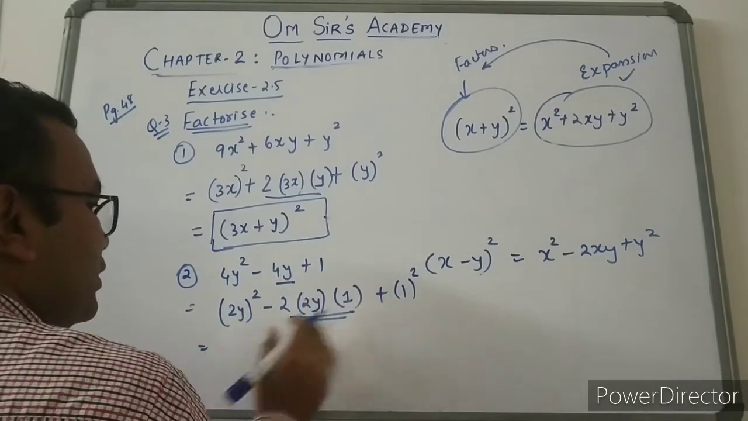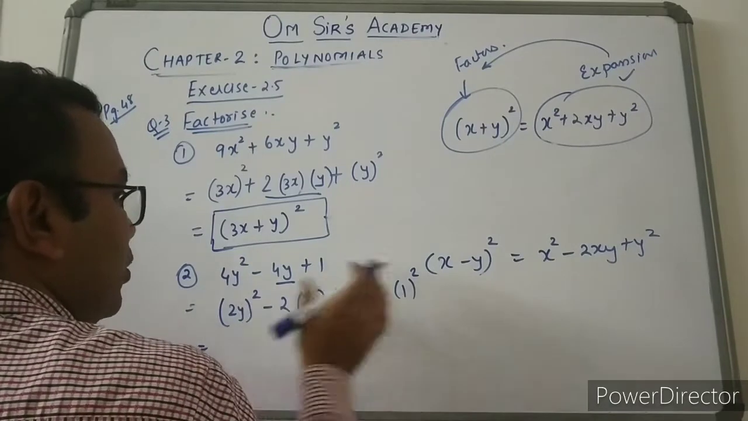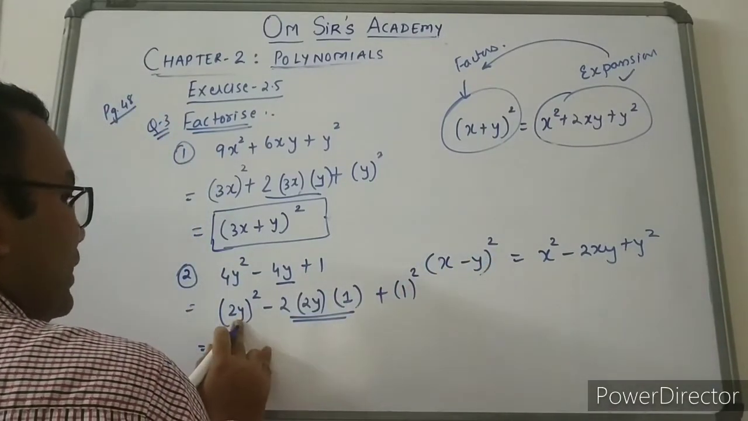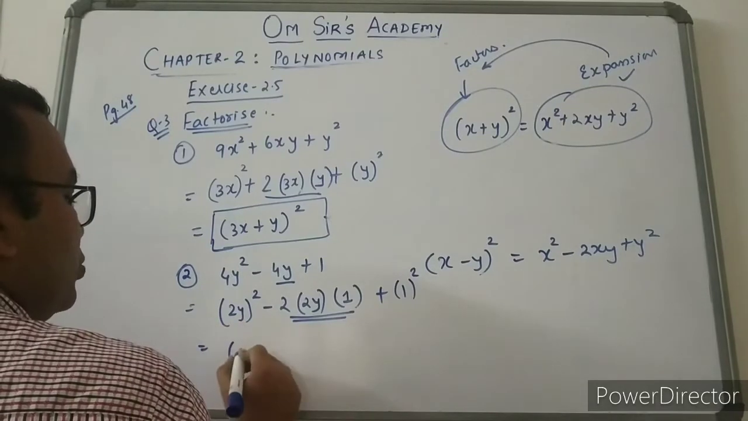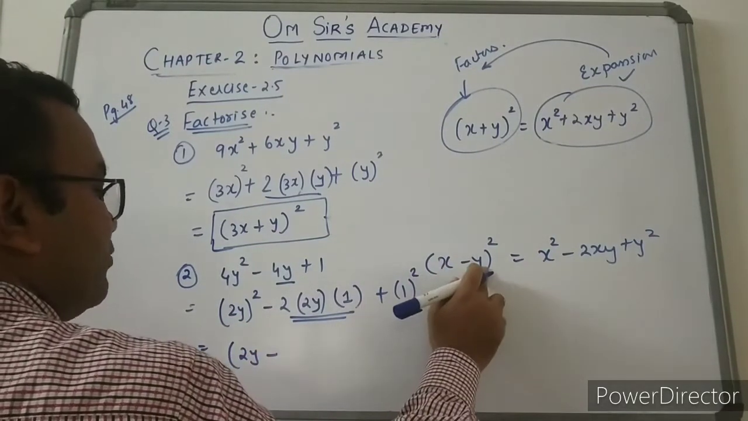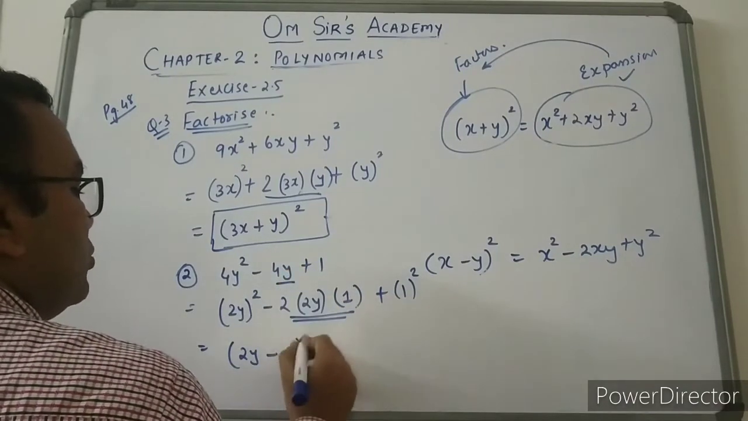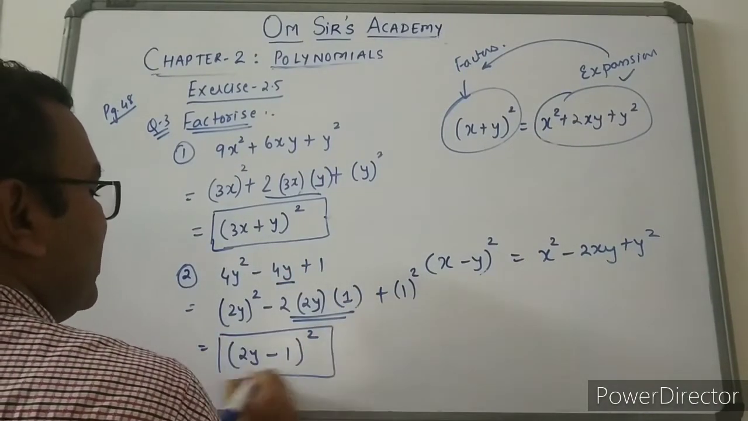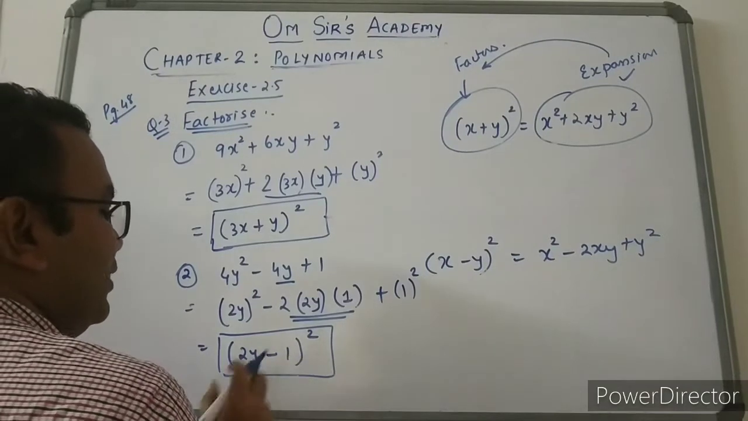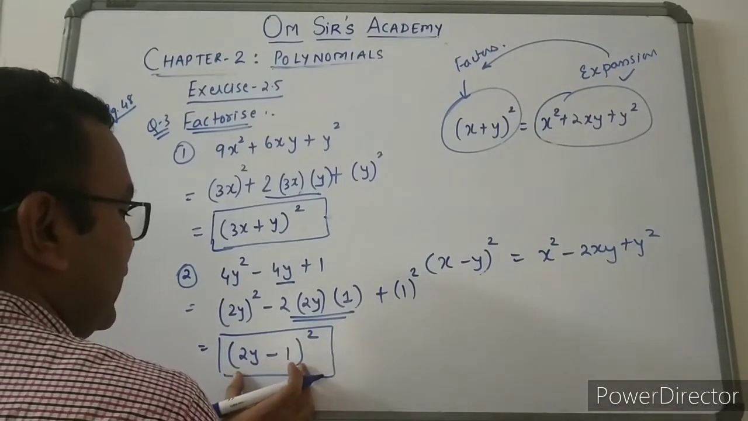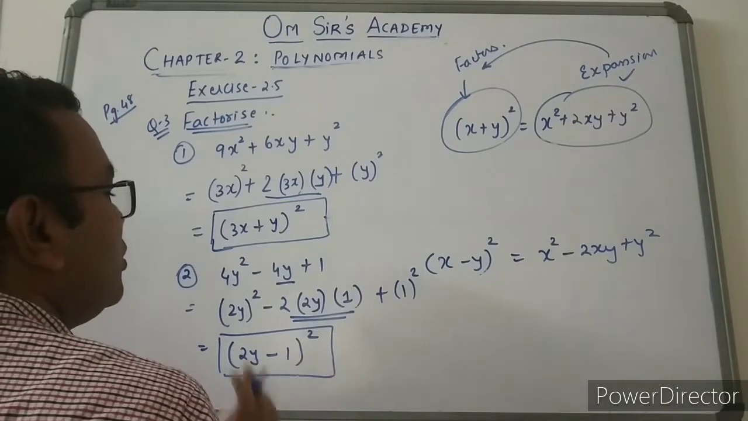So it is clearly the expansion form of which factor? (x minus y) the whole square. So instead of x, what is over here? 2y, and instead of y, what is over here? 1. So minus 1 the whole square. These are my factors. (2y minus 1) into (2y minus 1) are the factors, so I can write it as (2y minus 1) the whole square.